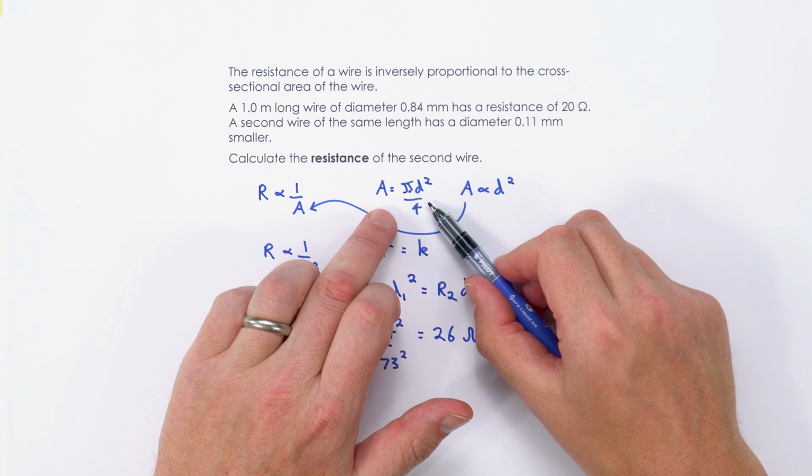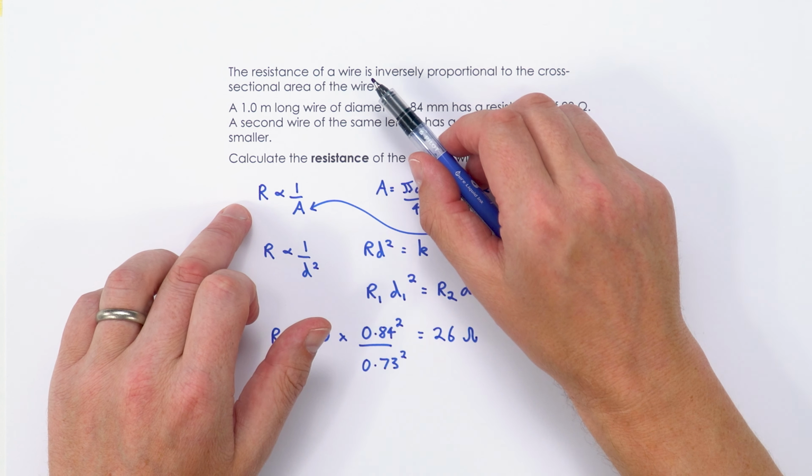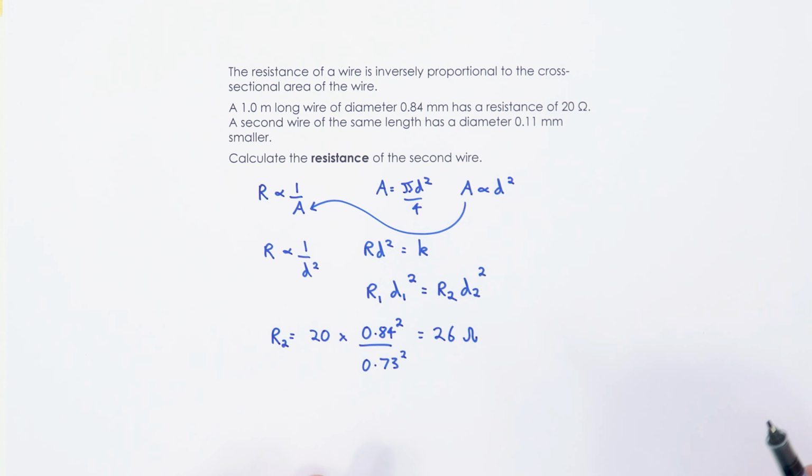So in order to work out the answer here, we're kind of doing something with ratios, but also doing something with this equation here and relating it to the information we've been given in the question. So that was my approach to that answer of 26 ohms.